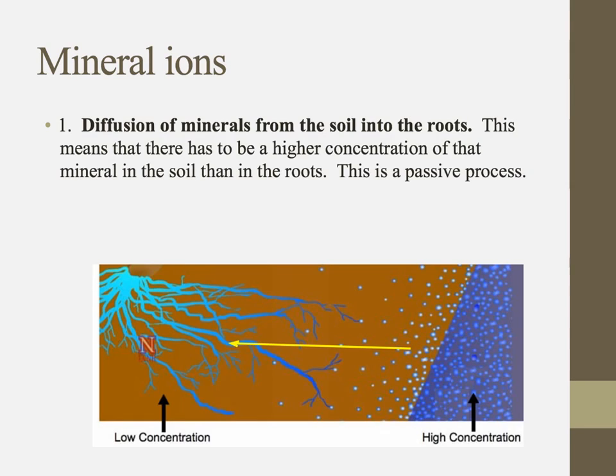So the first one is going to be diffusion. This is the simplest scenario. Let's say that in the soil there's a really high concentration of a certain mineral. Make one up. Magnesium, great. And in the root there's a really low concentration of that particular mineral. Then the mineral is going to diffuse into the roots from an area of high concentration to low concentration. So that's a passive process, no need for any kind of energy input.